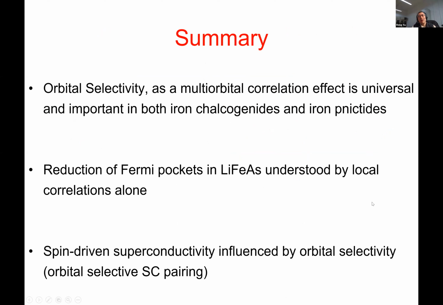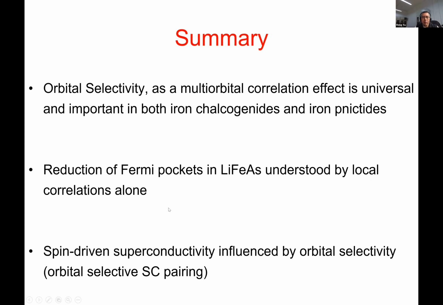Okay, so here is a summary of my talk. We studied the orbital selectivity in multi-orbital models for both the iron chalcogenide and iron pnictide systems. And we indeed find some universal properties in these two systems. In particular, for the lithium-111 compound, we find the reduction of the Fermi pockets, which is associated with the strong orbital selectivity. And this can be understood by including the local correlations alone.